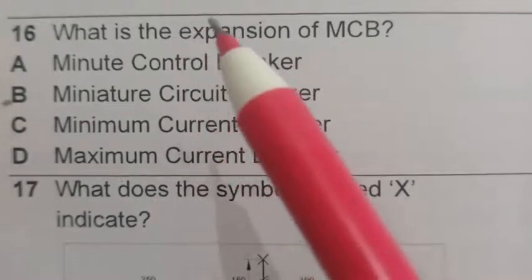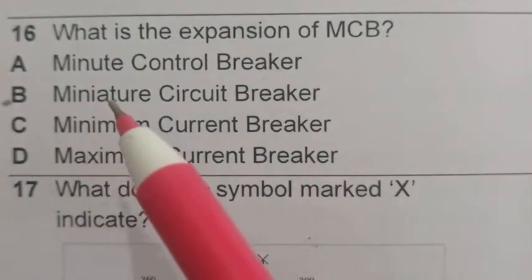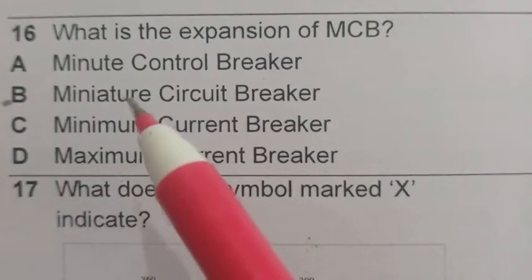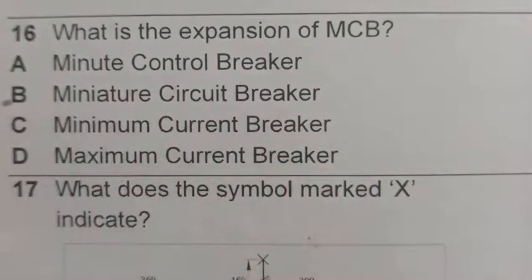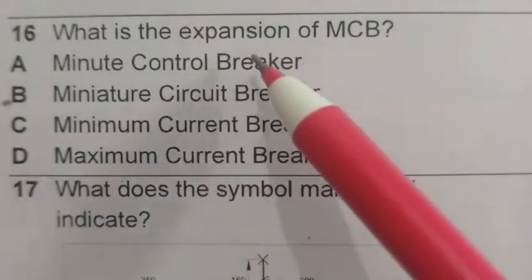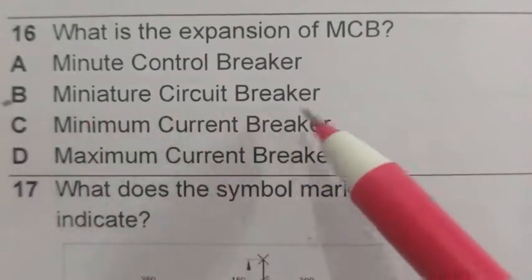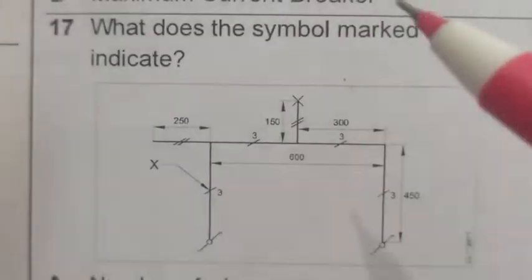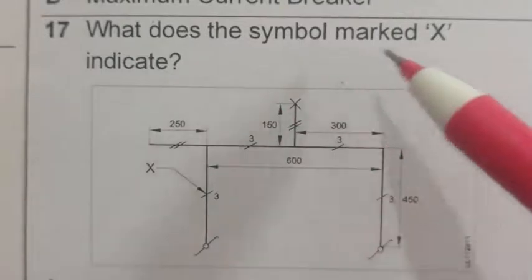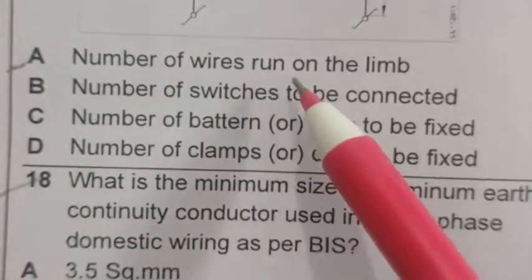Question number 16. What is the expansion of MCB? Option B, miniature circuit breaker. Question number 17. What does the symbol X indicate? Option A, number of wires run on the limb.